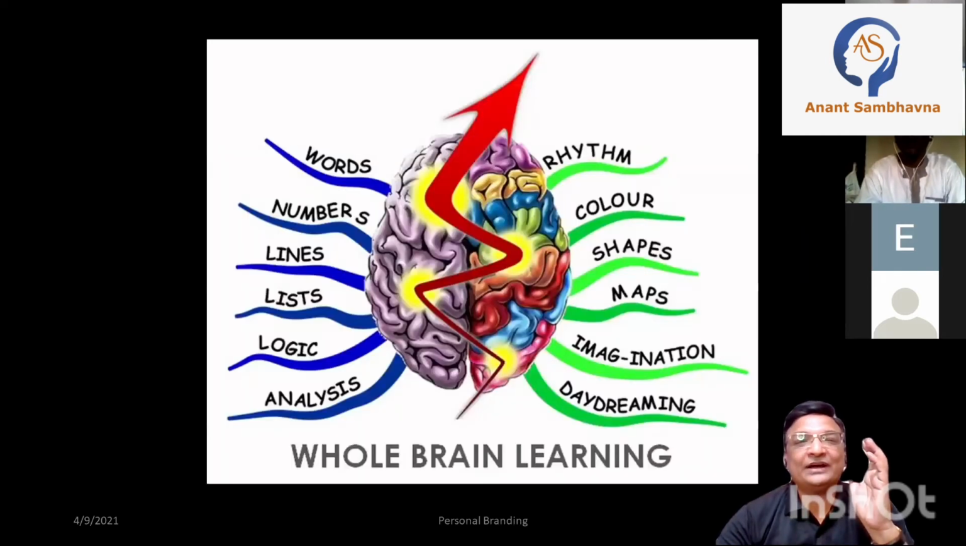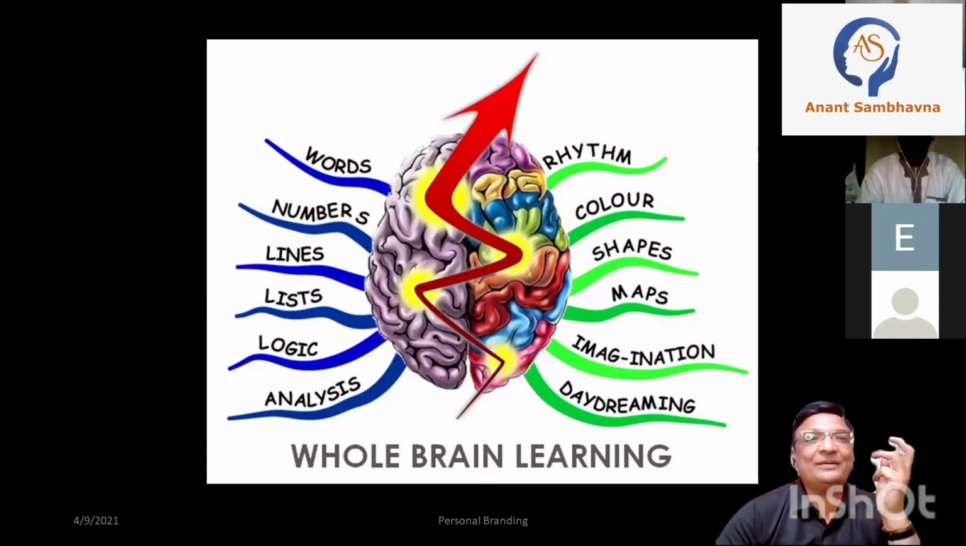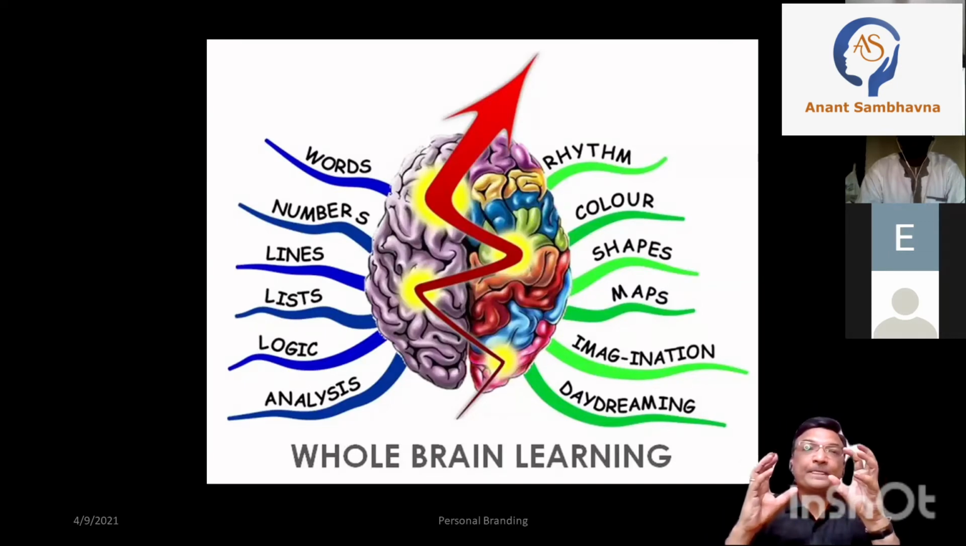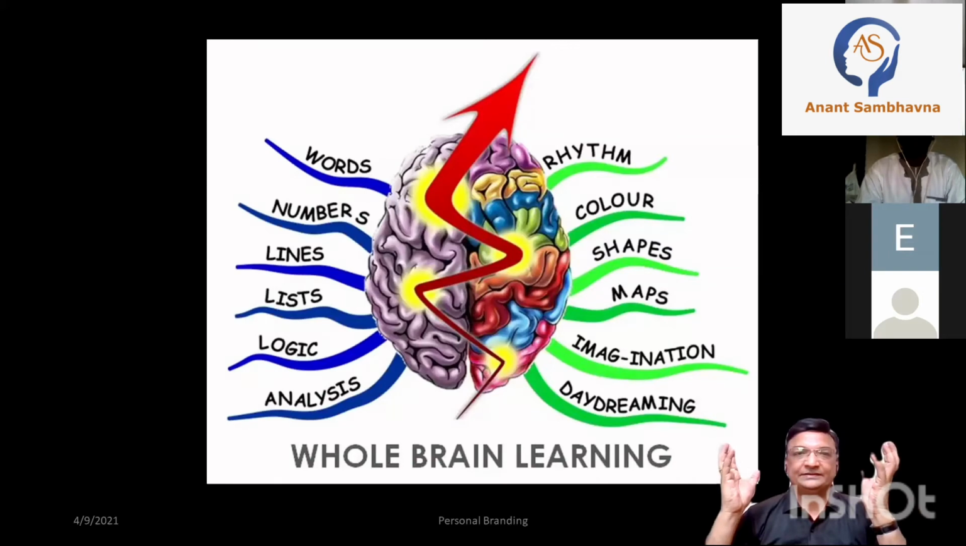Whenever we talk about the logical things, we talk about words, numbers, lines, specific things, lists, logic, analysis, right? But whenever we are talking about the right brain, it is rhythm, color, shapes, maps, imagination, daydreaming. So whole brain learning is this: when you use both the brains, left brain and the right brain. Right now, how to use both the brains?